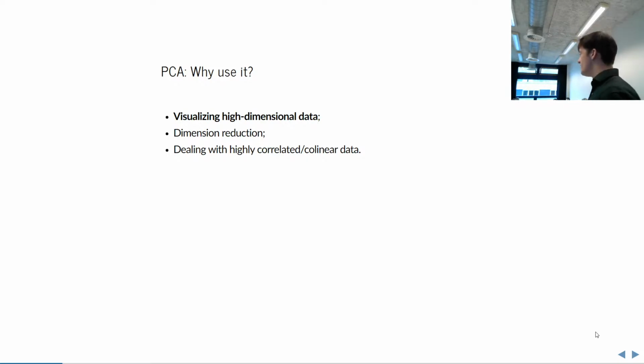And also if your data are very highly correlated or collinear, so that means not that the outcome is correlated to the explanatory variable, but the explanatory variables themselves are correlated to each other. That's actually a big problem, because that's one of the things that causes collinearity. And using PCA, you can turn it into a regression of uncorrelated variables, which is called principal component regression. But you don't have to remember that. The only thing we're going to do now is visualize high-dimensional data, and that's also the only thing we're going to do in the practical.